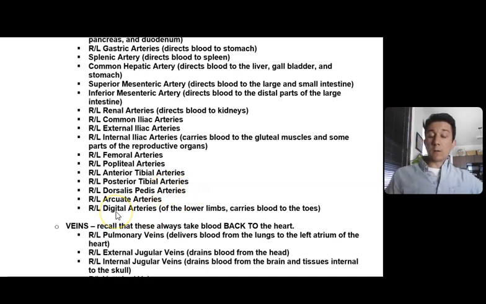So notice that the digital arteries that serve the toes are named in the same way as the digital arteries that serve the fingers. So just be aware of what diagram you're looking at, because you'll see digital arteries in the upper limbs that serve the fingers and digital arteries that serve the toes in the lower limbs. But they're both named the same.